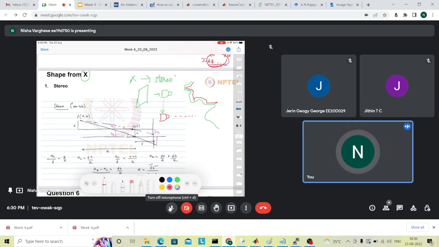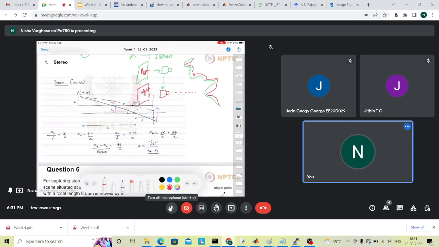So we'll get another image like this. We'll have two images, left image and right image. From the left and right images, you'll find the depth Z. That is what we are doing in stereo. In the lectures, it is derived that Z is the depth, and the depth will be focal length F into B divided by disparity.